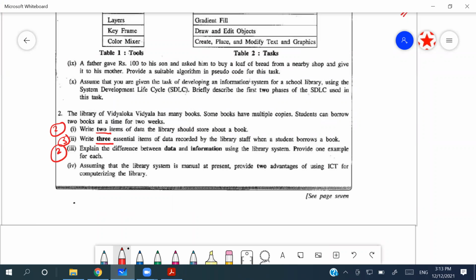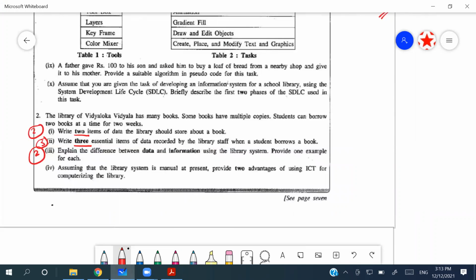The final point, assuming that the library system is manual at present, provide 2 advantages of using ICT for computerizing the library. Yeah, so if it is manual, we can store many details of the books in a very small physical area, which is the hard disk, right? You can analyze the data very quickly. You can find a book very quickly, right?